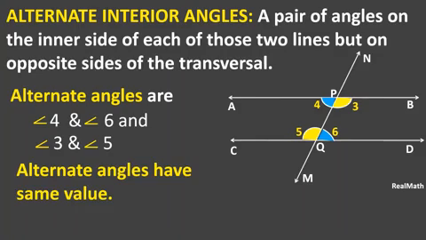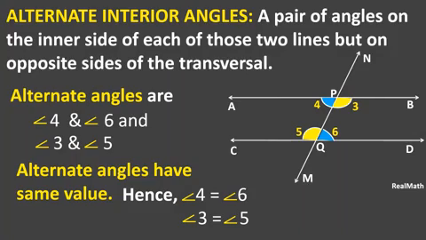And alternate angles have same value, that is angle 4 is equal to angle 6 and angle 3 is equal to angle 5. If angle 4 is equal to 60 degree, then angle 6 is also equal to 60 degree. If angle 3 is equal to 120 degree, then angle 5 is also equal to 120 degree.